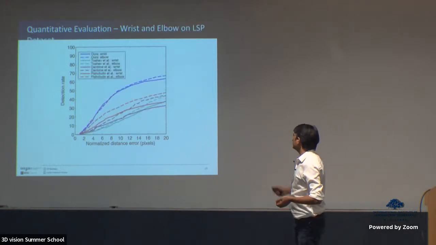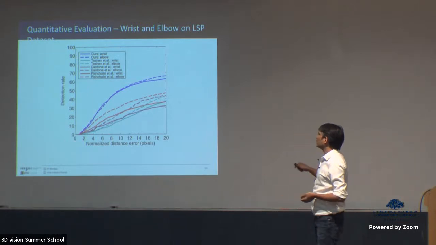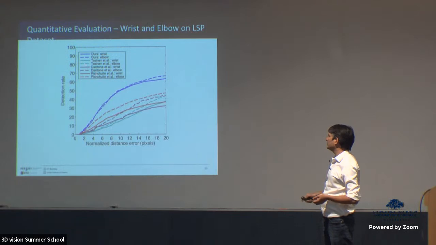This is similar results on another data set. So the dotted lines represent the elbow and the solid line represents the wrist. The blue is ours. This one is Google's, and this is Leonid's. So this is also my work, but pre-deep learning and so on.